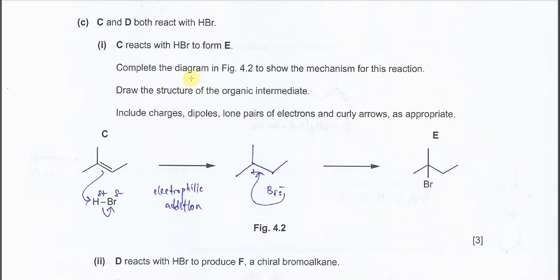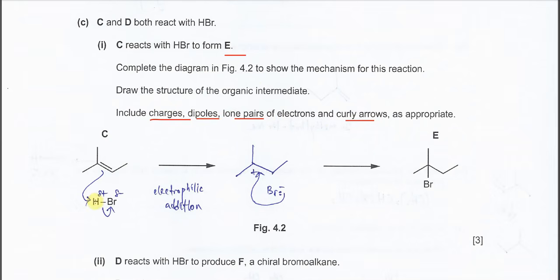Part C. C and D both react with HBr. Part 1. C reacts with HBr to form E. Complete this diagram and draw the mechanism, including all the charges, dipoles, lone pairs, and the curly arrows. So this one is C.